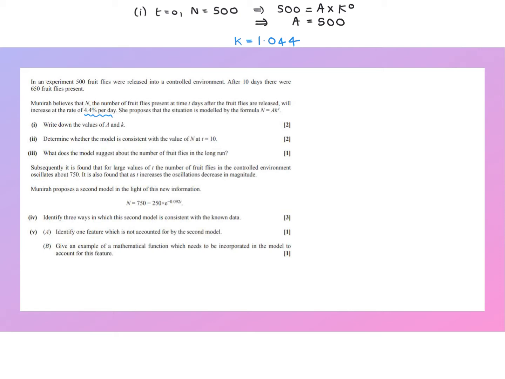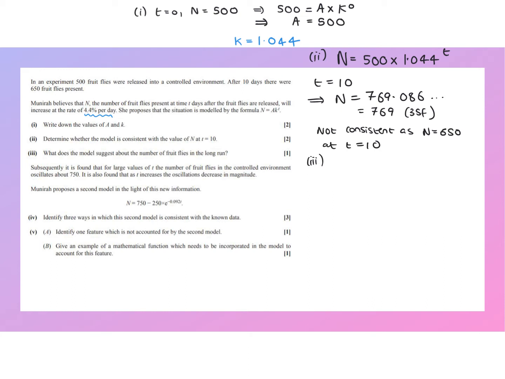Now, part 2, we need to assess whether the model is consistent with the value of n at t equals 10. So we're saying that n is equal to 500 multiplied by k, which is 1.044 to the power of t. So if we substitute in t equals 10, this then gives us a value for n, which is 769.086..., which is 769 to 3 significant figures. The model is not consistent with the value of n at t equals 10 because we should have 650 fruit flies present at this time.